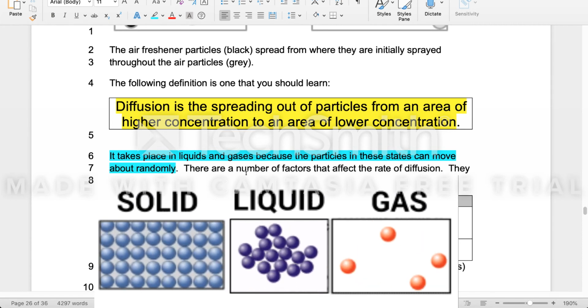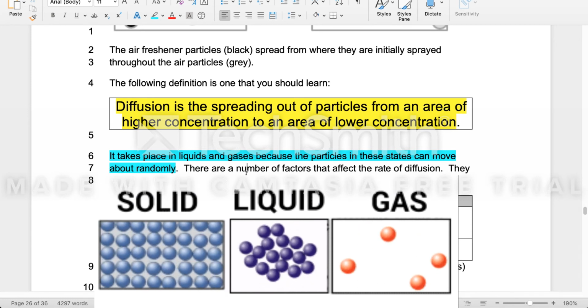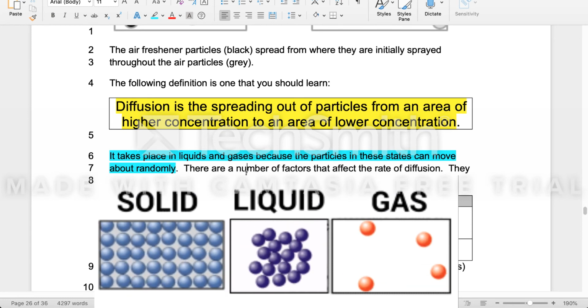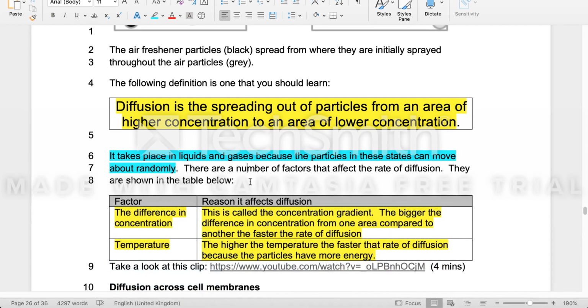If you have a container and you pour a liquid into it, that liquid is going to take the shape of the container. Same as a gas. Even though you might not be able to see the gas, that gas will take the shape of its container. So diffusion only happens in liquids and gases because the particles have to be free to move around. It won't work in solids because the molecules in solids are stuck together.